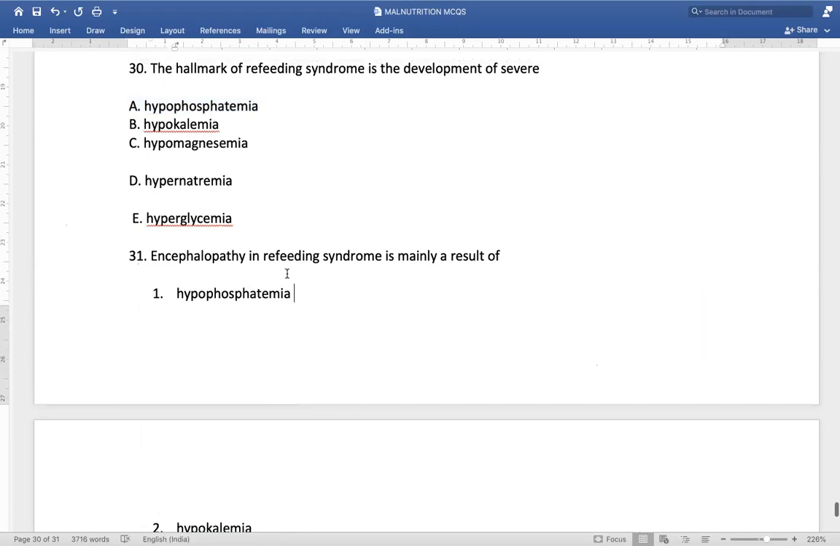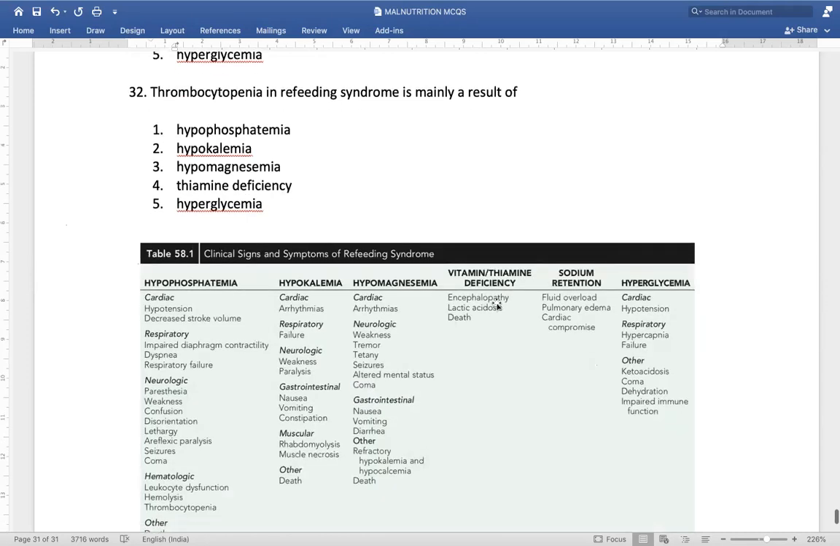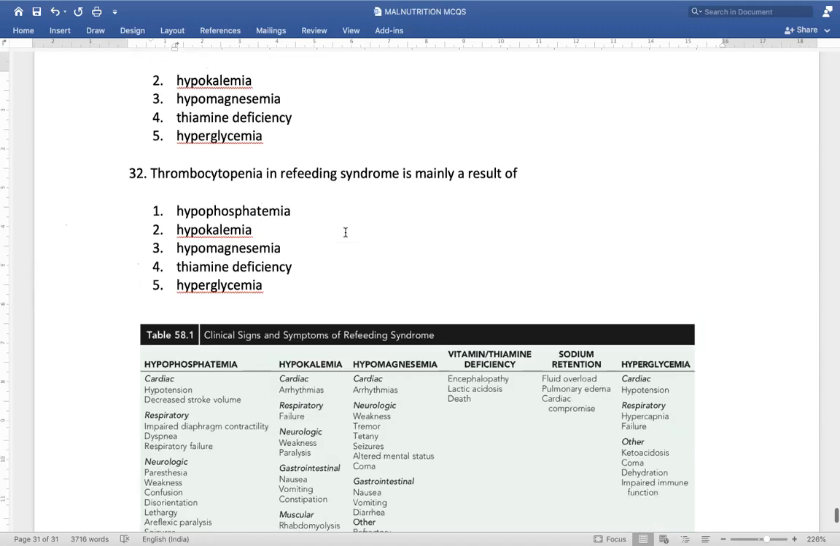Okay, so encephalopathy in refeeding syndrome is mainly a result of, it is not due to hypophosphatemia, it is not due to hypokalemia, it is not due to hypomagnesemia or hyperglycemia, it is thiamine deficiency. So thiamine deficiency causes encephalopathy, lactic acidosis, and even death.